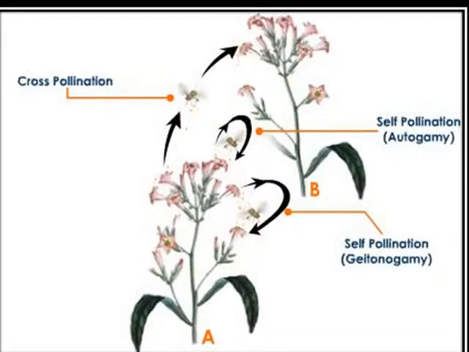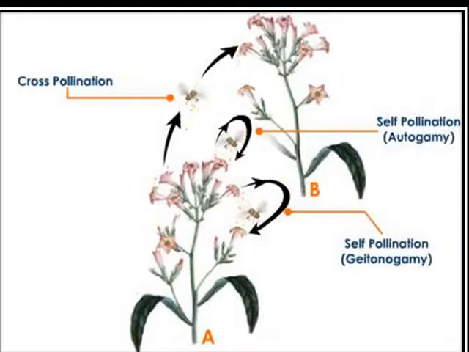Now, pollination can be of three types. First is self-pollination, or what we call autogamy. Now, what happens in self-pollination? If, for example, there is a flower which has both male and female gametes, the male gametes of the same flower will get transferred to the female gamete of the same flower. So the pollination that occurs in the same flower is known as autogamy or self-pollination.